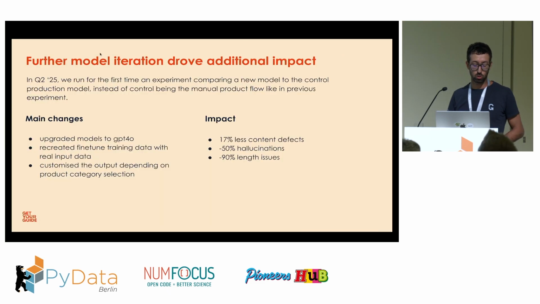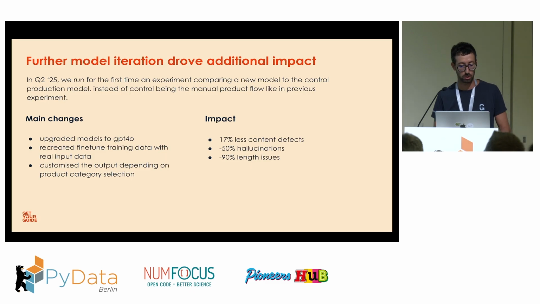In Q2, we ran the first iteration of our AI model. We ran another experiment where we compared a new version of the AI model against the control production model. This was the first experiment of this kind because, as you saw before, we always had the fully manual flow as control. Here instead we compared an iterated AI model versus the other AI model.